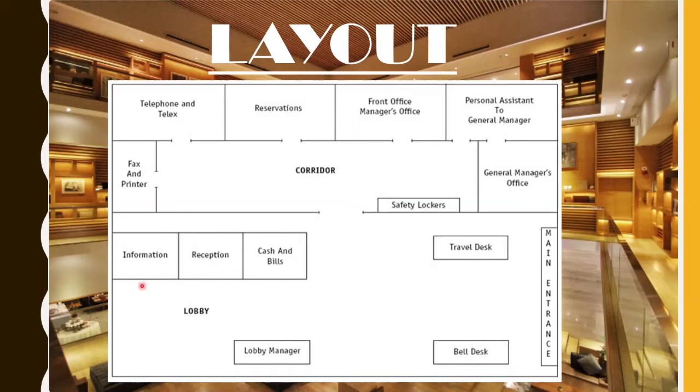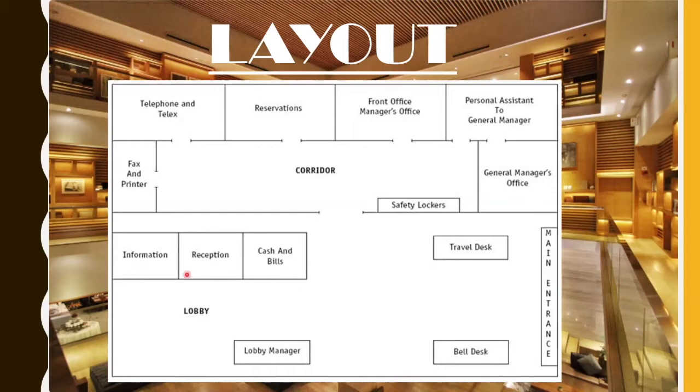In the lobby itself, there's a desk of the lobby manager or the duty manager. And in front of it is generally the reception, where the guest is welcomed and the registration procedure or the check-in procedure is carried out. Just next to the reception is the cashier, where at the time of checkout, the guest will settle his bill and exit the hotel. Also, next to it is the information desk or the concierge desk. These three desks together are referred to as the front desk.